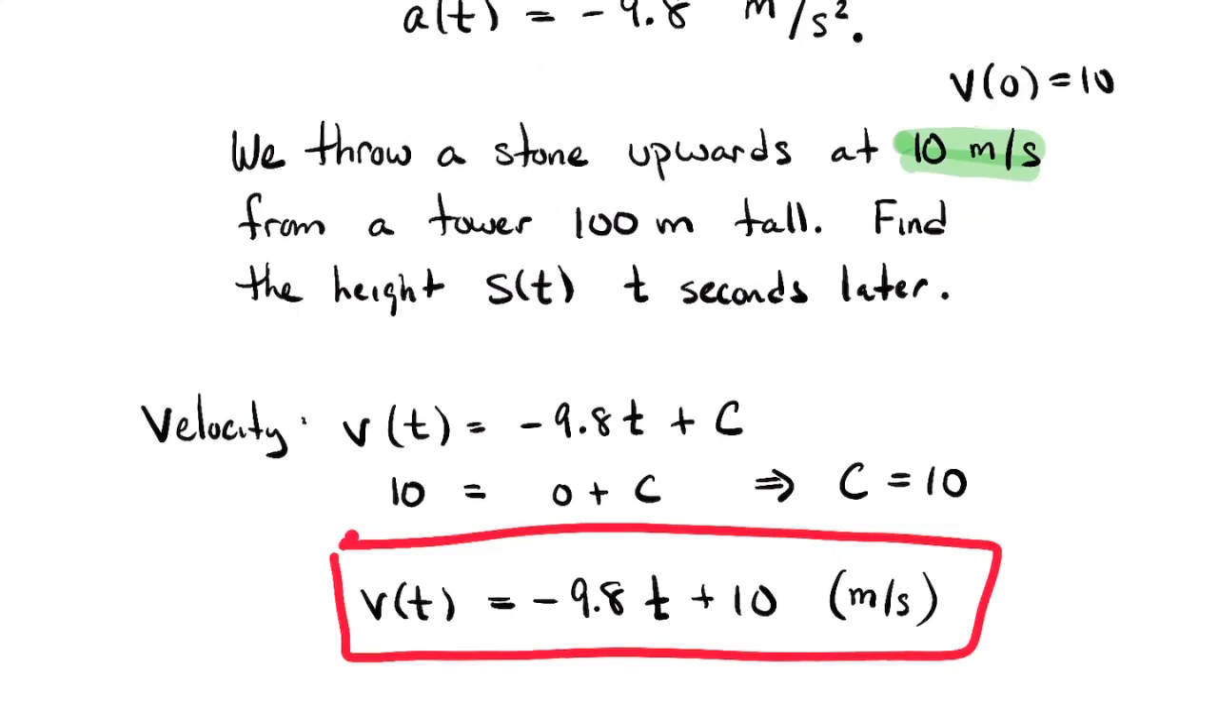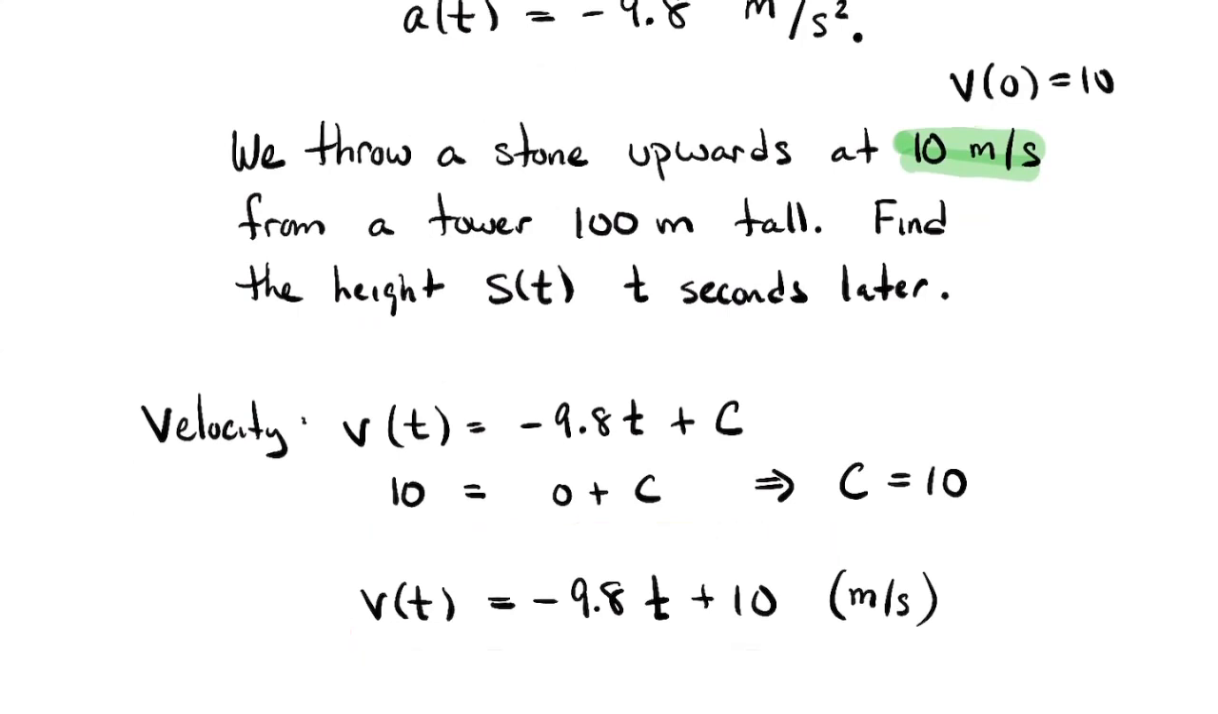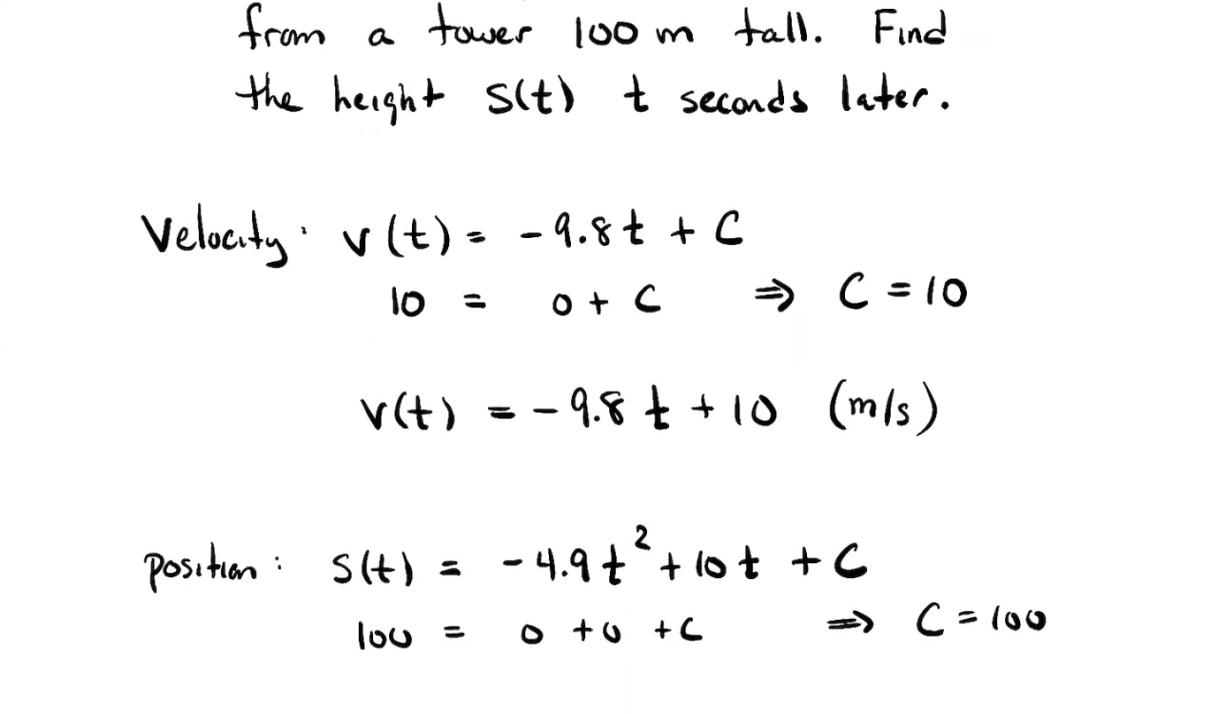Cool. How do we recover position? We do it again. Position is an antiderivative for velocity. Okay, so what am I doing here? I'm taking term by term, negative 9.8 t. I'm adding 1 to the exponent, t squared, dividing by that new exponent. Negative 9.8 over 2 is negative 4.9. Derivative of 10t is 10, so the antiderivative of 10 is 10t. And then I have to add a constant.